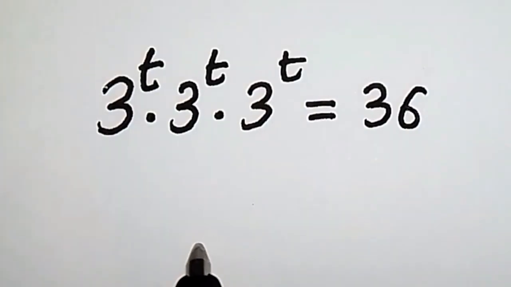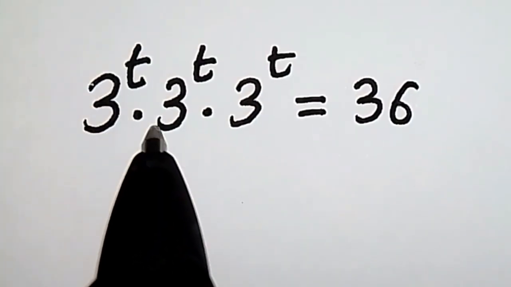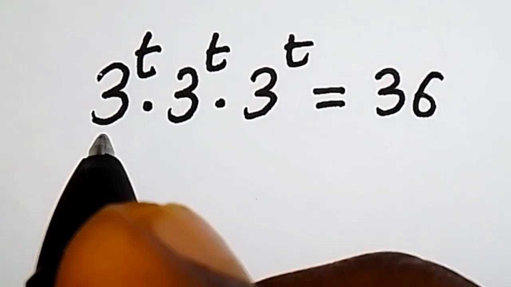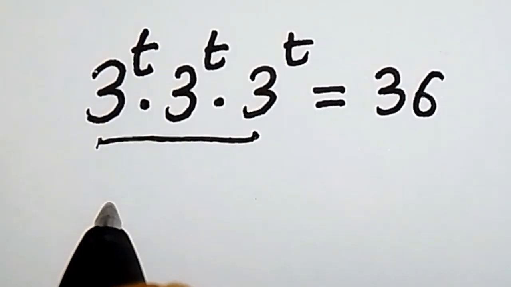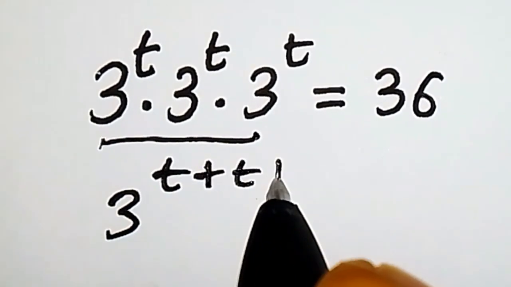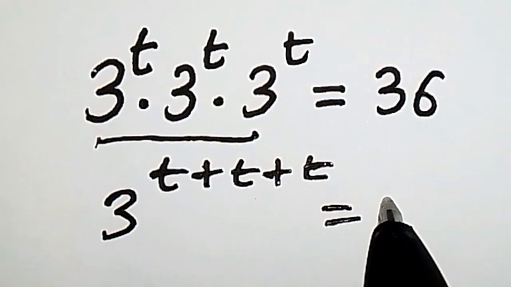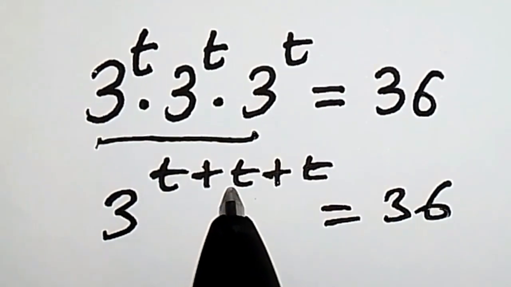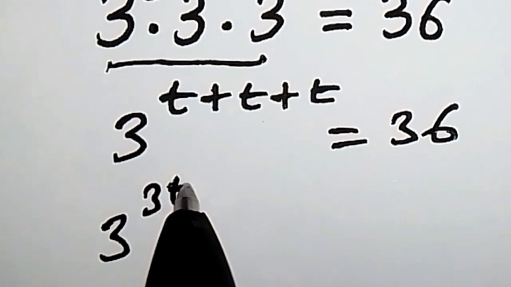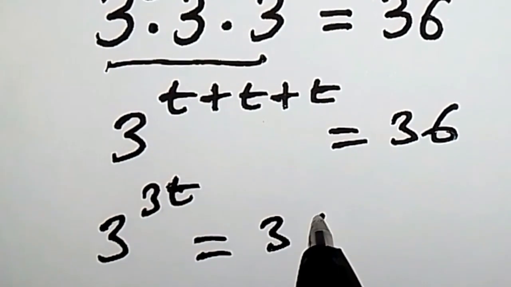This Olympiad math question is quite interesting. 3 raised to t times 3 raised to t times 3 raised to t is equal to 36. This left hand side is the same thing as writing 3 raised to t plus t plus t, that is 3t. So we have 3 raised to 3t equal to 36.